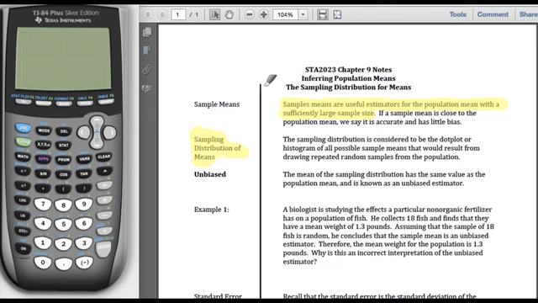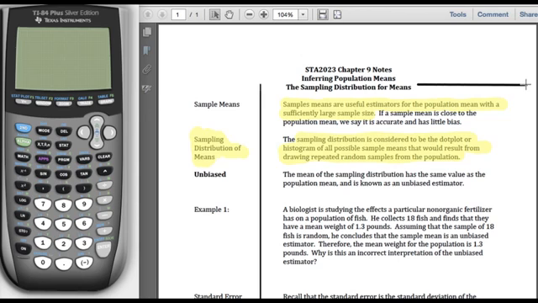We're going to alter that slightly for means in Chapter 9. Recall that the sampling distribution is considered to be a dot plot or a histogram of all possible sample means that would result from drawing repeated samples from the population. So it's taking sample after sample after sample from the population, placing those sample results on a dot plot or a histogram.